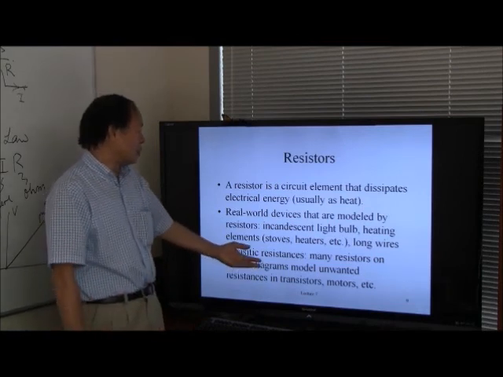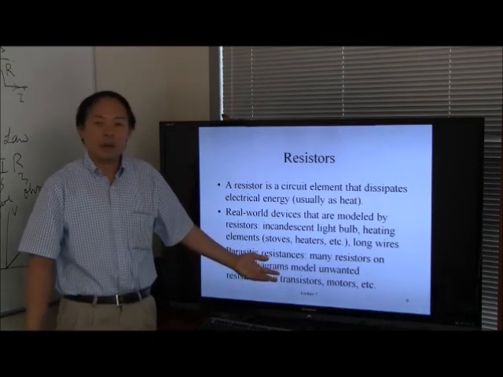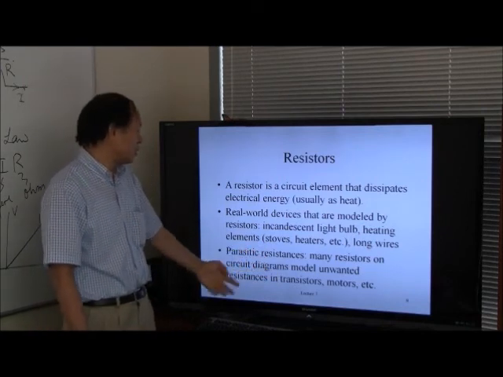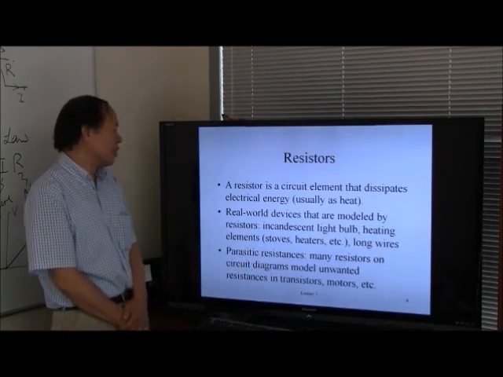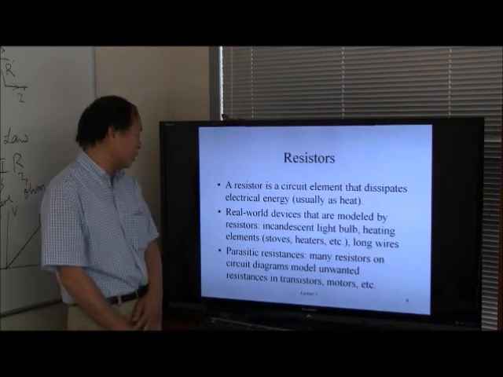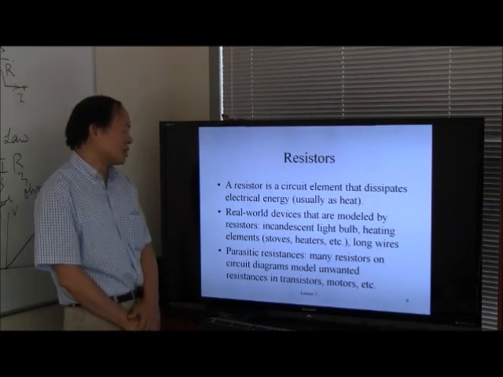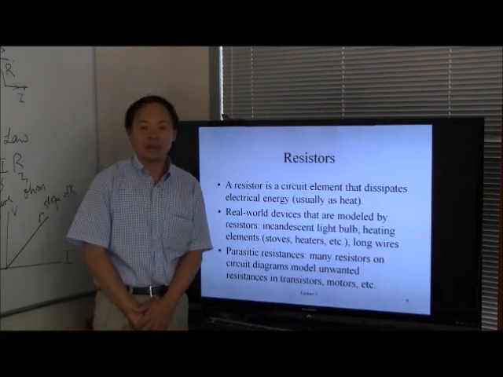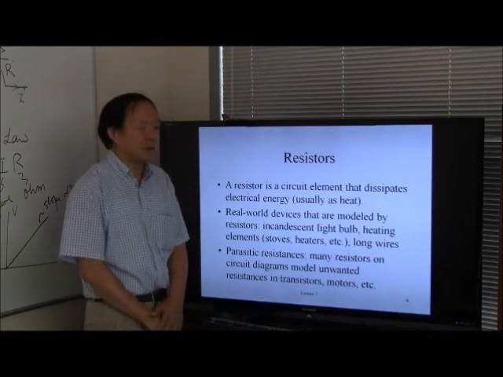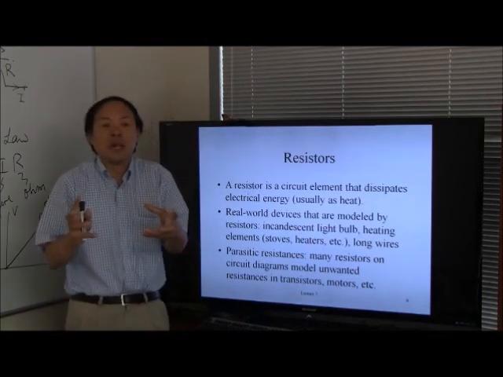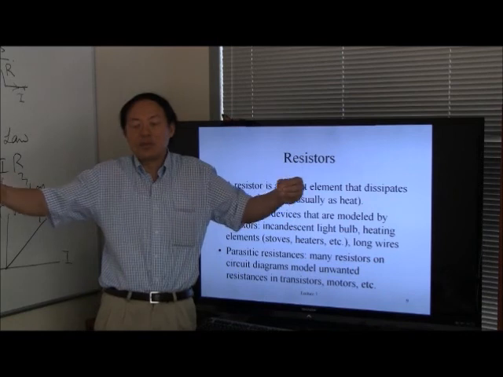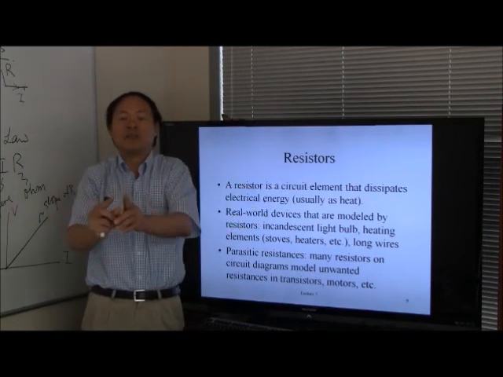And very often these are undesirable resistances, and we call them parasitic resistances. Many resistors on a circuit diagram model unwanted resistance in transistors, motors, etc. So we would use what is known as a lumped circuit element, putting the resistance along the entire wire as if it's a single resistor.